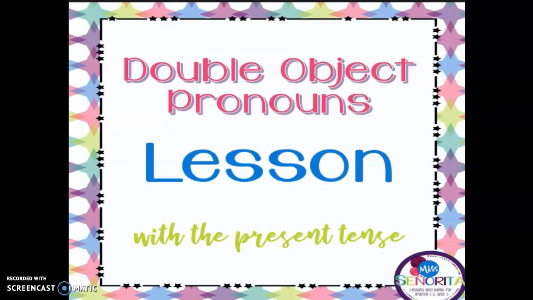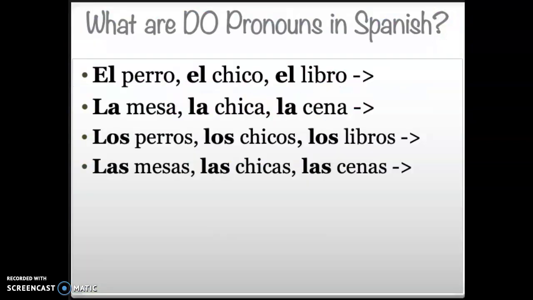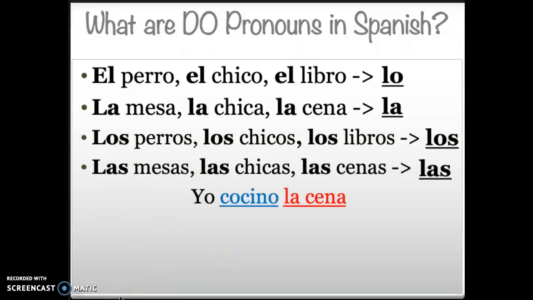On our previous lesson, we learned how to use direct object pronouns. Let's review. First, let's look at the direct object pronouns. Lo, la, los, las. Lo is used for masculine singular. La is used for feminine singular. Los is used for masculine plural, and las is used for feminine plural. The direct object pronoun is simply a pronoun that replaces the object of a sentence.